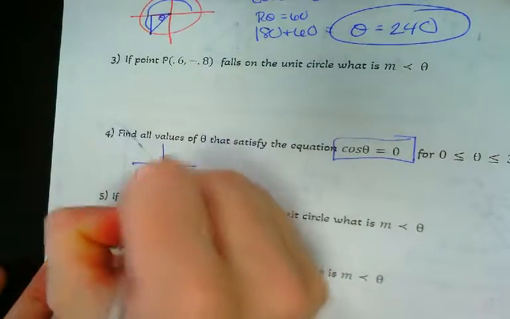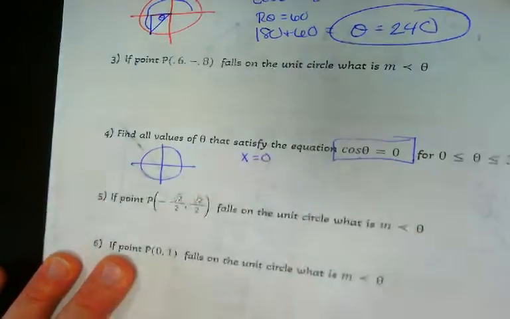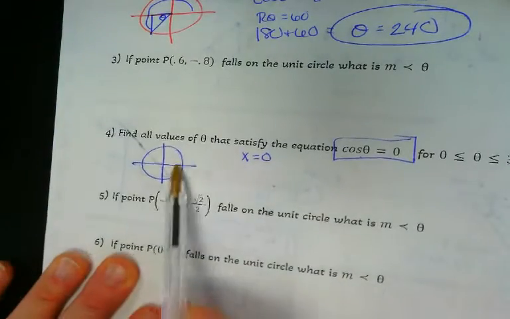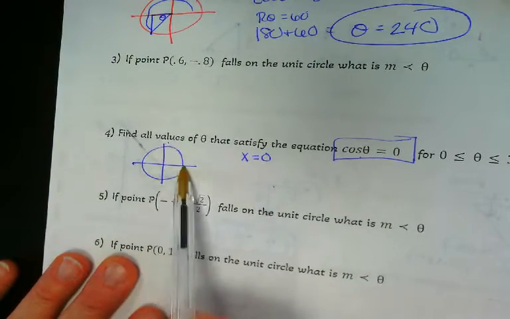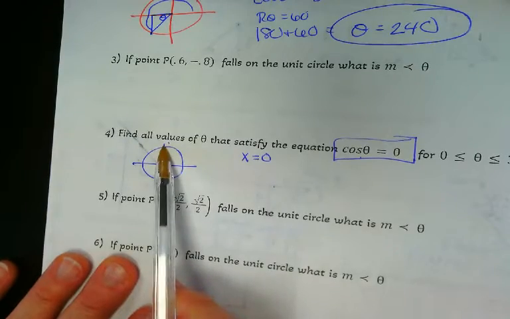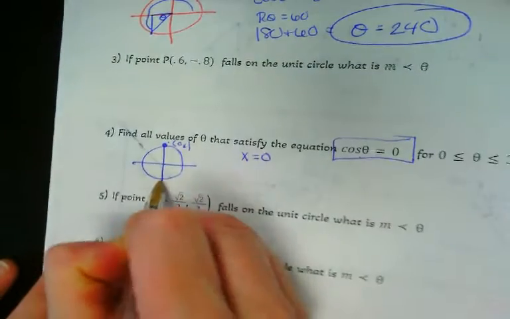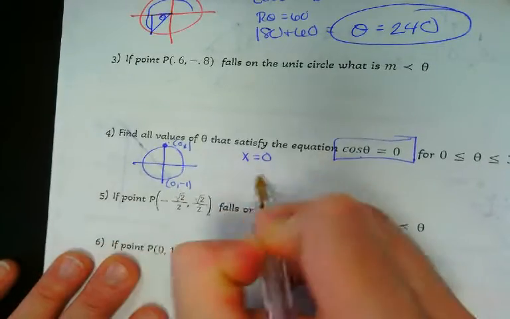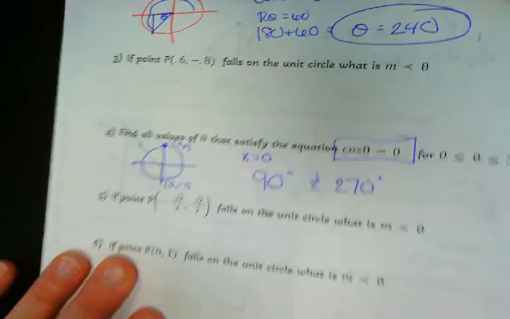So I want you to picture your unit circle. You can help yourself and draw it. You basically want to know when the x value is 0. Which of these points have an x value of 0? 90 and 270, right? If you wrote the coordinates here, this is the coordinate 0, 1, and this is the coordinate 0, negative 1. So my answers are 90 and 270.